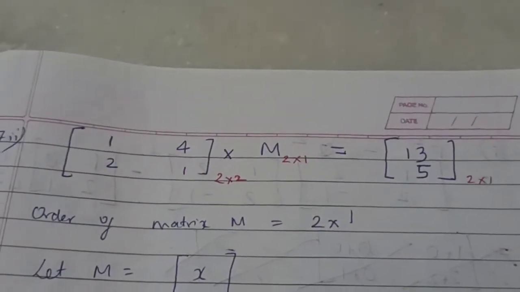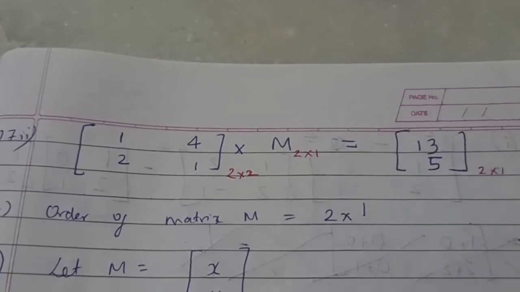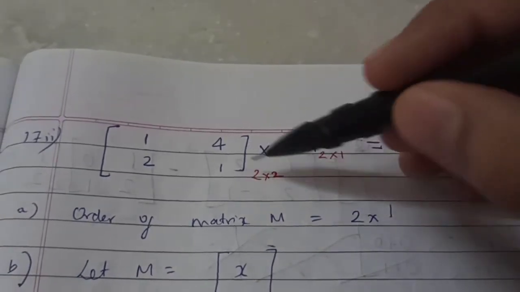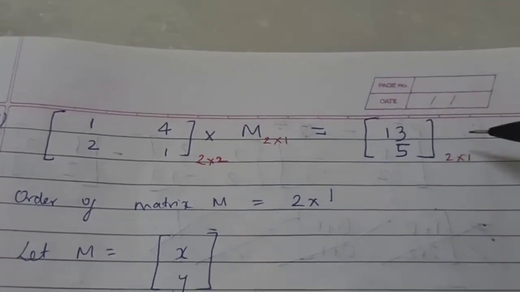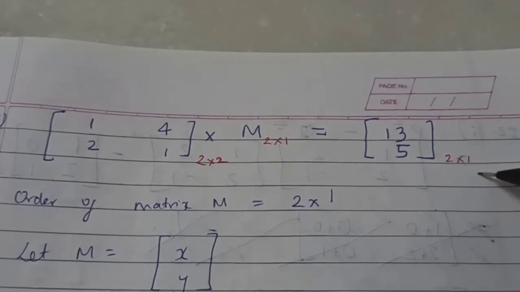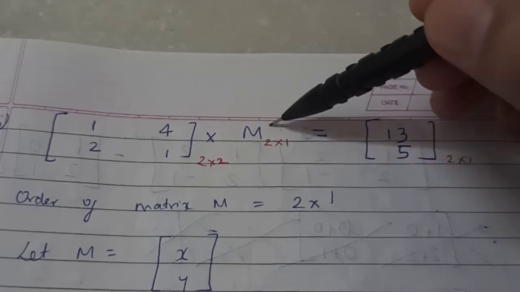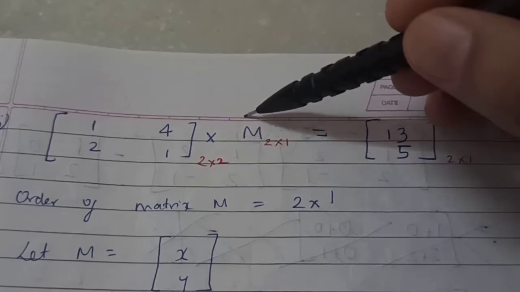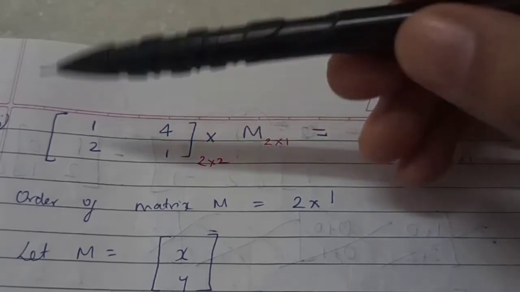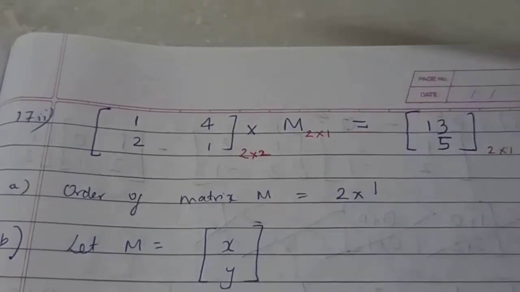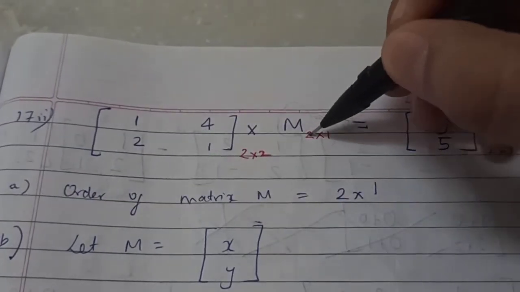Next, let's do 17.2. Now that is a super important sum. It's an amazing sum. Here we have to find m. First of all, here the order was 2 by 2 and the order of the answer is 2 by 1. So we have to find out what should be the order of m. That's the first step, and that is question number A, order of the matrix. Well, it has to be 2 by 1.